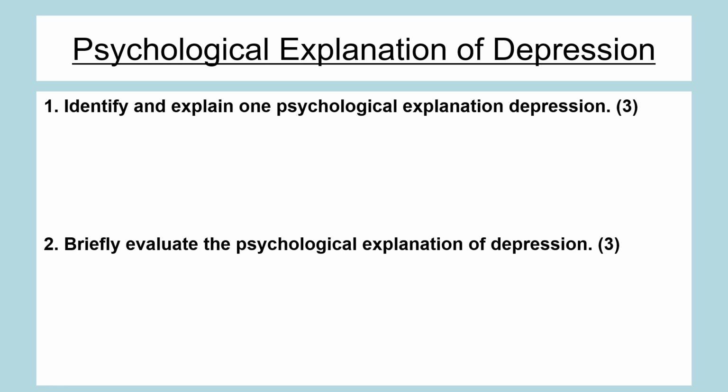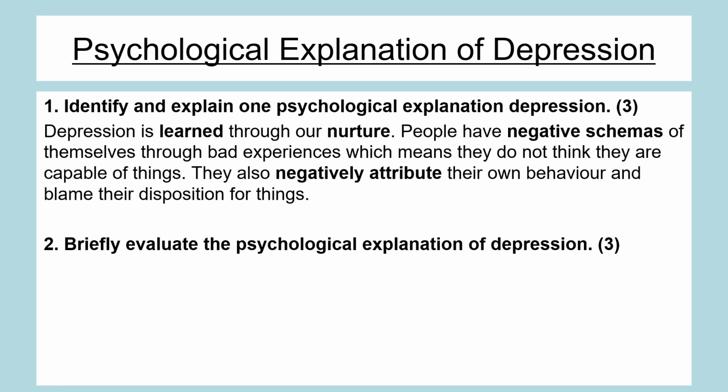So, if biology says it's something going wrong with your neurotransmitters, the difference in psychological explanations is that they argue that depression is learned through our nurture, and they argue that people who are depressed have negative self-schemas of themselves through bad experiences, which essentially means that they don't think they're capable of certain things. So what tends to happen is people will have a bad experience.